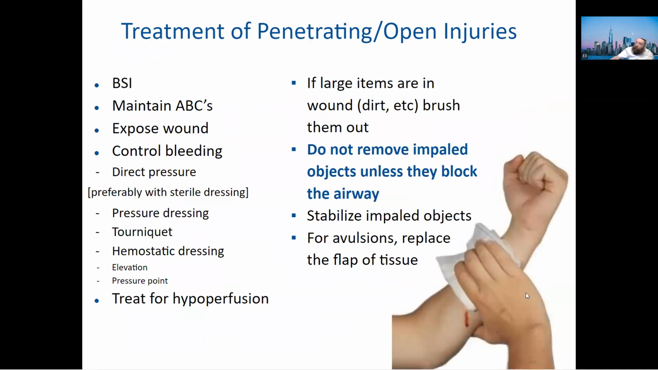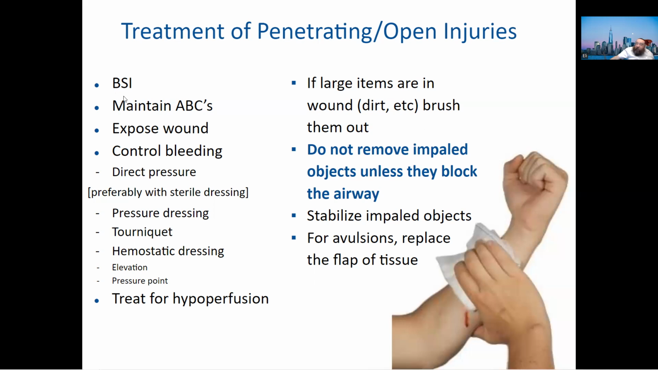Treating them, well, we're going to do this actually on a skill night, we're going to take out the equipment and show you how to do this. The blue is always very important. Do not remove an impaled object unless it blocks the airway. So if something is stuck in somebody's eye or arm or finger, don't remove it. It is holding the blood vessels together, so do not remove it. That gets removed in an operating room.